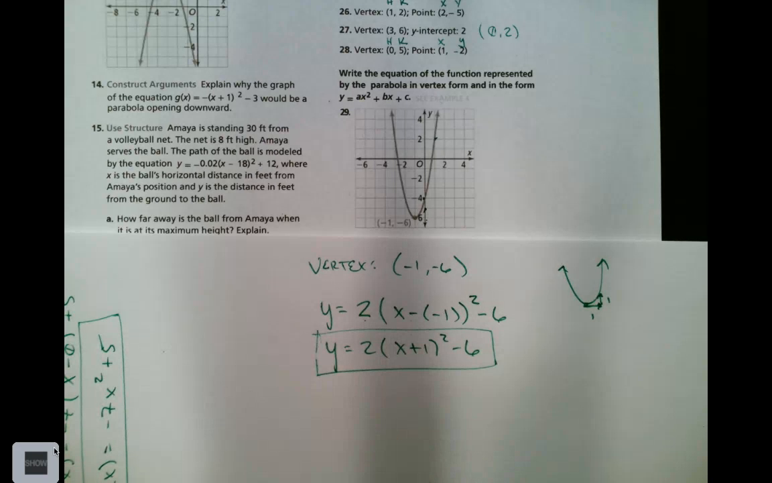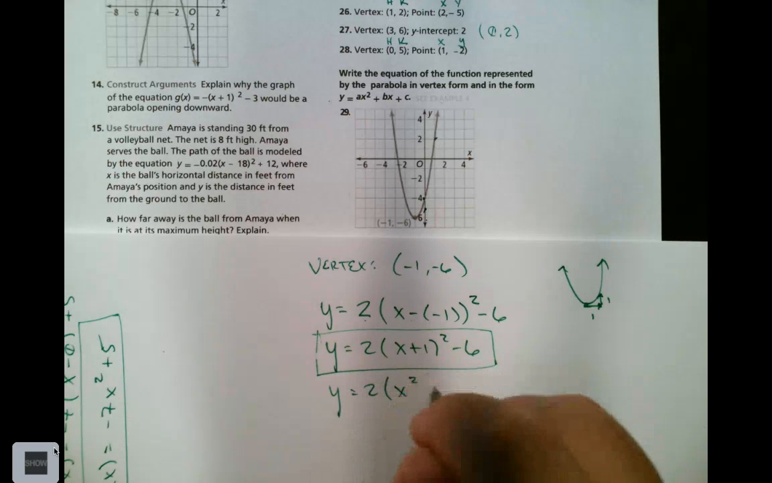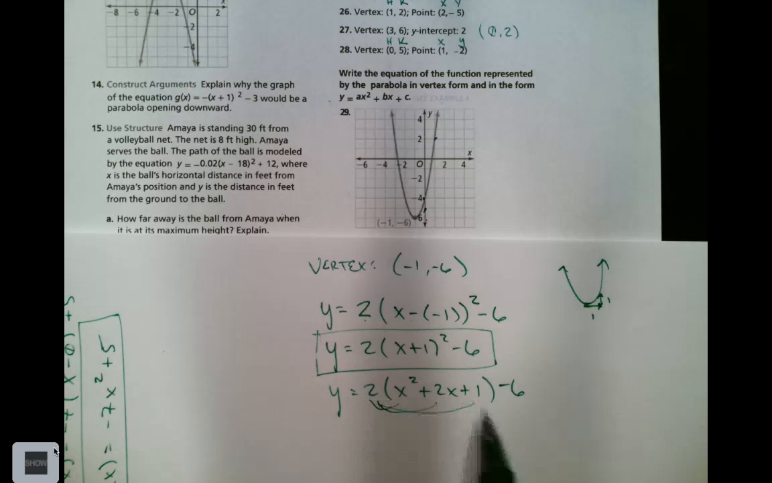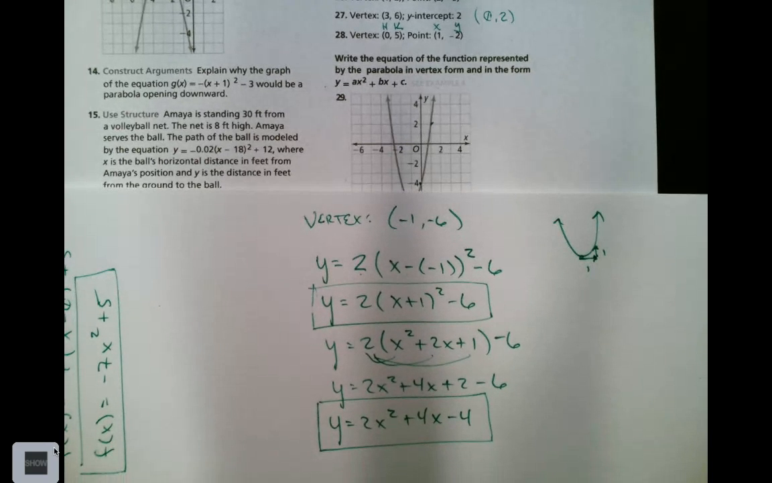They also want it in standard form, so you're going to have to multiply this out. x plus 1 squared is x squared plus 2x plus 1. I'm going to distribute that 2 to that quadratic right there. So it's y equals 2x squared plus 4x plus 2. And then finally, subtract that 6. y equals 2x squared plus 4x minus 4. So there's the standard form of that function.